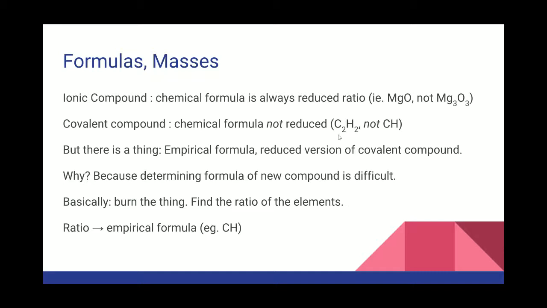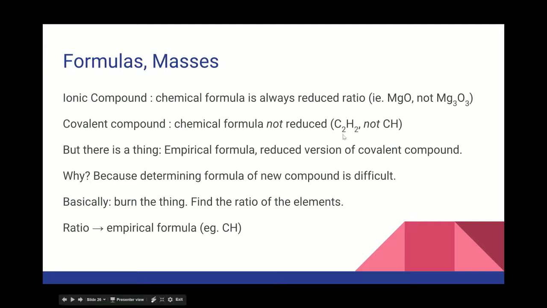Empirical formula is the reduced version of the covalent compound because especially back in olden days, the way to determine the formula of something was to burn it. Which might sound inefficient, but it actually works fairly well. After you've burned it, you get a bunch of different products, and those different products will tell you what was in the original thing and in what ratio. But it won't tell you the actual amount of each thing in the original compound. So that gets you the empirical formula, the reduced version.